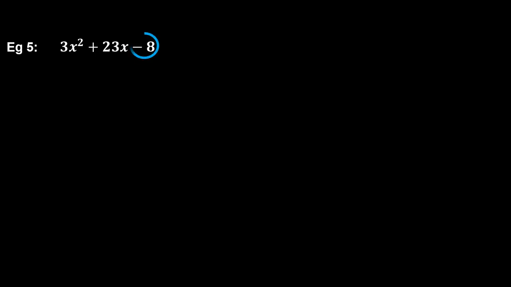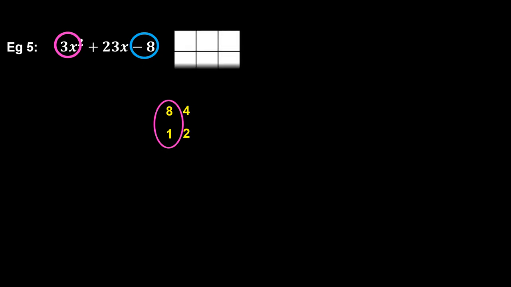Right, we're looking for the factors of 8 and the factors of 3. So my factors of 8 are 8 and 1 and 4 and 2. Now which combination do I choose? Well, if the middle term is quite a big number, my first choice, but it might not always work, would be the numbers that are further apart. So 8 and 1 are further apart from each other. And then my factors of 3 are 3 and 1.